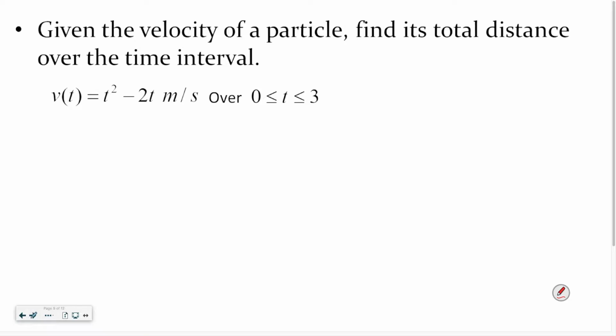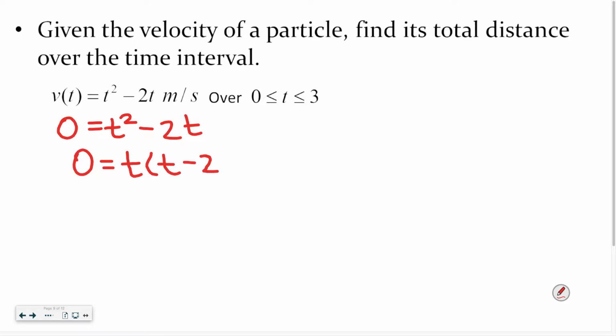So we need to know where the velocity is negative, which means first we need to know where it's 0. Where's the velocity 0? 2 and 0. Okay, and we really don't care what happens after 0, but between 0 and 2, what kind of velocity would we have? Negative. And between 2 and 3, we have positive velocity.